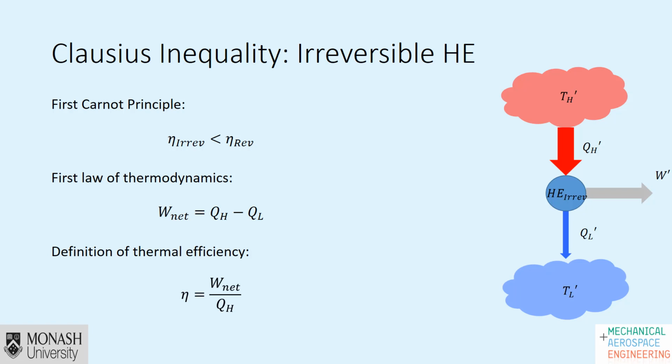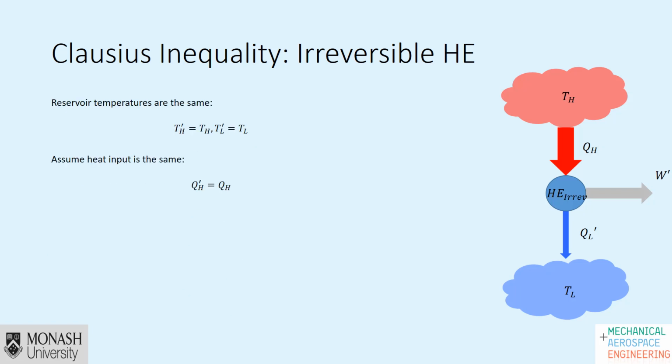And here in our schematic on the right, we're using the prime to indicate that we're now talking about the quantity associated with the irreversible cycle as opposed to the reversible cycle. Now, if we're relying on the Carnot principles to compare irreversible and reversible heat engines, we have to be considering the same temperature reservoirs. So TH and TL are the same whether we're talking about our irreversible heat engine or our reversible heat engine. We also have to fix one of our inputs. So let's assume that both the irreversible and the reversible heat engine are receiving the same amount of heat, QH.